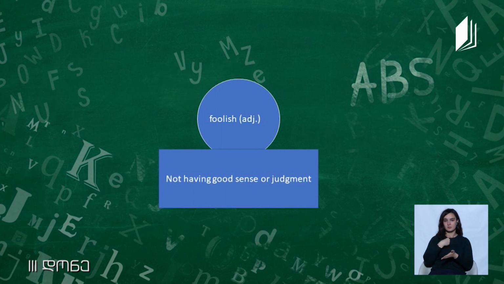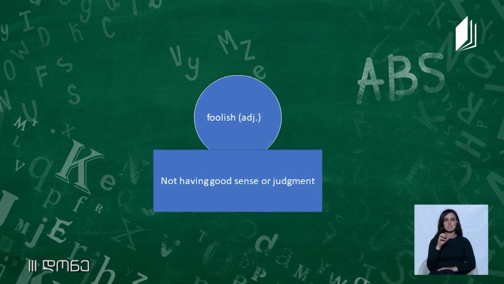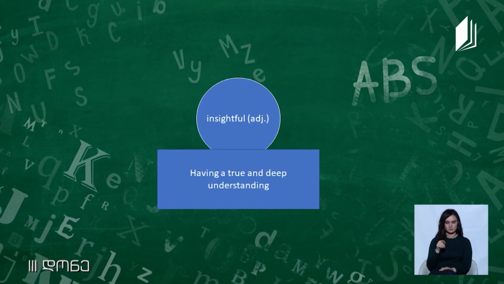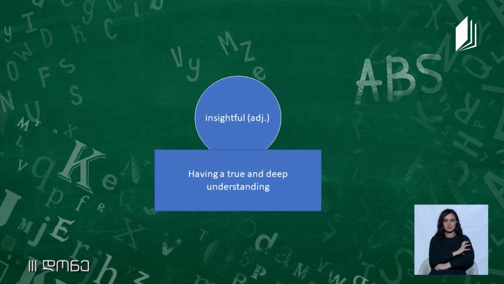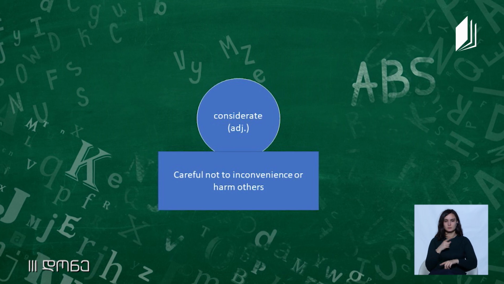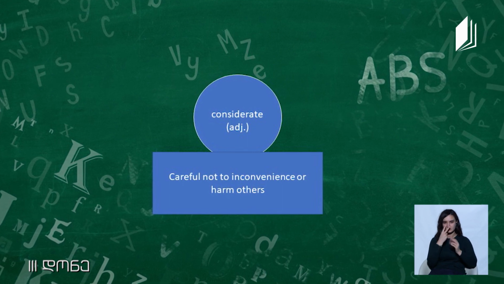And you probably will look foolish if you make a mistake, which is our next word, foolish: not having good sense or judgment, unwise or silly. Now, on the other hand, moving away from the foolish, let's look at our next word, insightful. Insightful is having or showing a true and deep understanding of something. A synonym is perceptive. And our last word is considerate, an adjective. It is being careful not to inconvenience or harm others. Keep all of these words in mind throughout our discussion and for when you read the book.